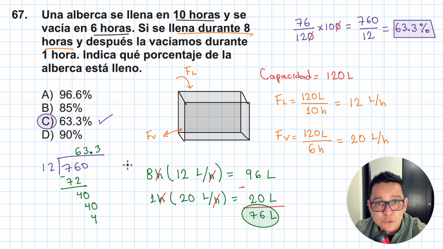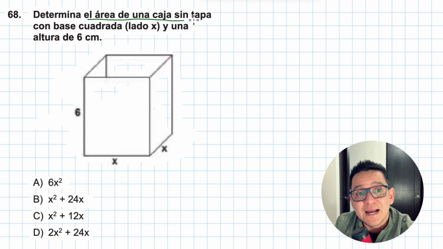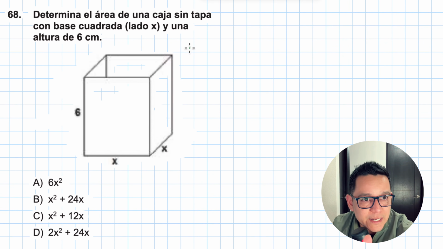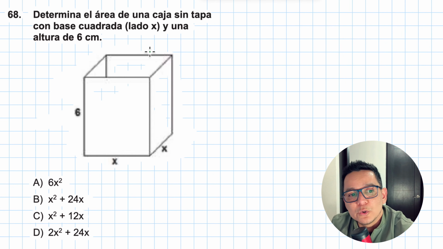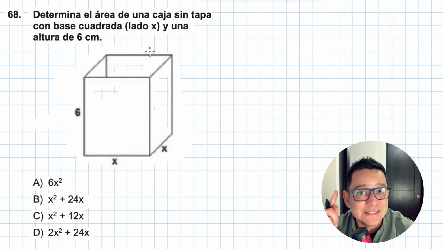Let's go to exercise 68. Determine the area of a box without a lid with a square base, side x, and a height of 6 centimeters. Here's something important. Before starting with the solution, it's asking me for the area of a box without a lid. Be careful, because many times, as soon as people see a prism, they want to calculate the volume. But that's not what's being asked.